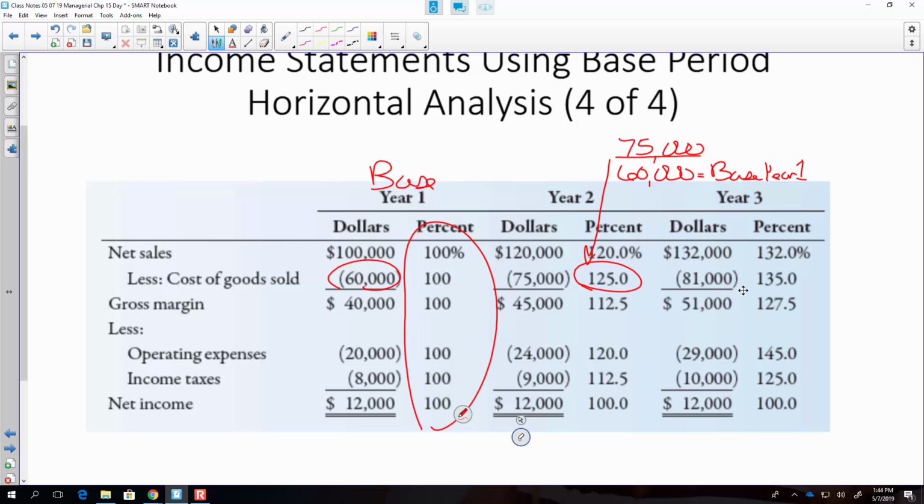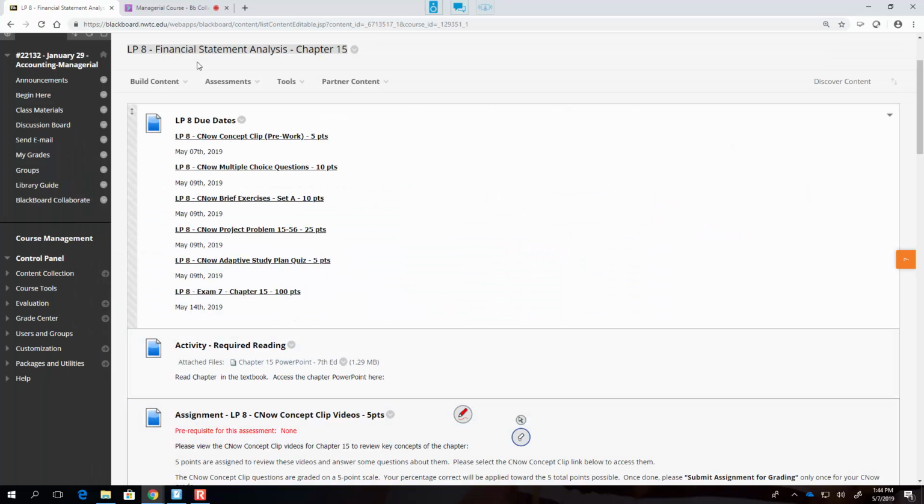Any questions on how we get the percentage, guys? This 125. And obviously year 3, then we would take the 81,000 divided by 60,000 to get the 135%. Guys at home, are you okay with that?